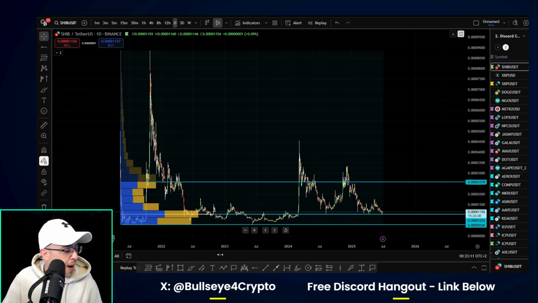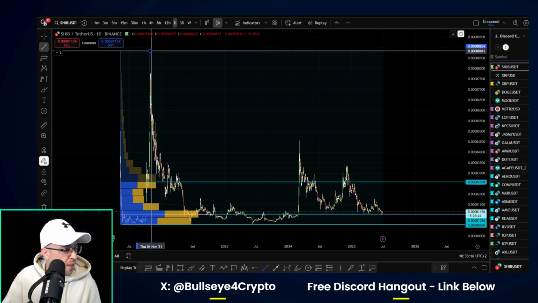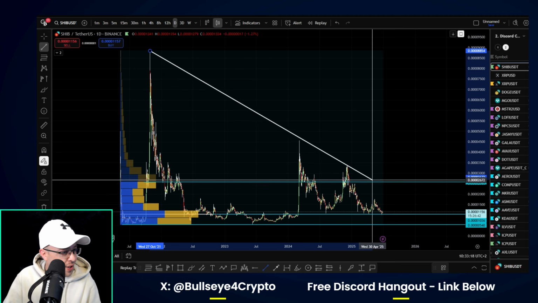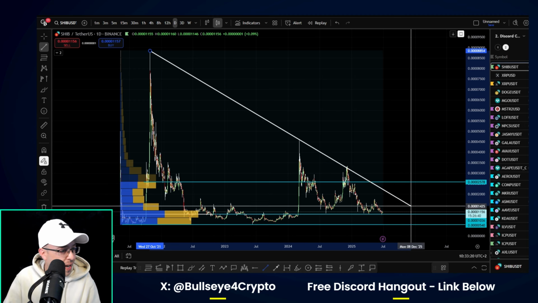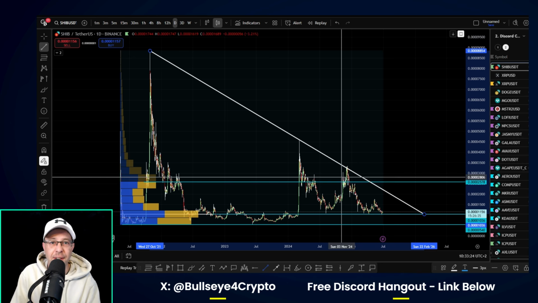Second thing is this, the wedge. So we've got a diagonal wedge that's playing out here. And look, there's the first touch, there's the second touch, there's the third touch. Now, the reason why this excites me, guys, is because this is a long range. This is a long trading pattern, and this long trading pattern has actually held for a long period of time.